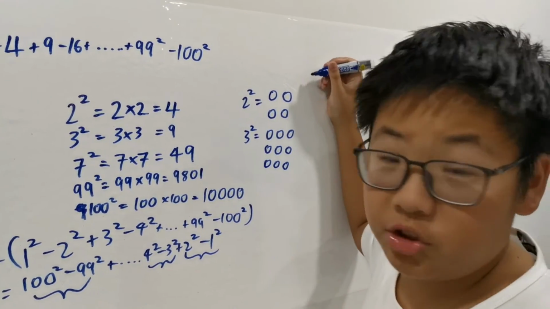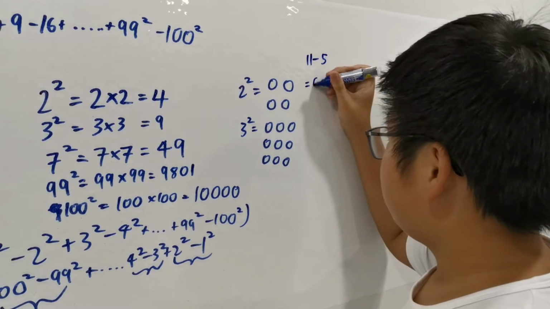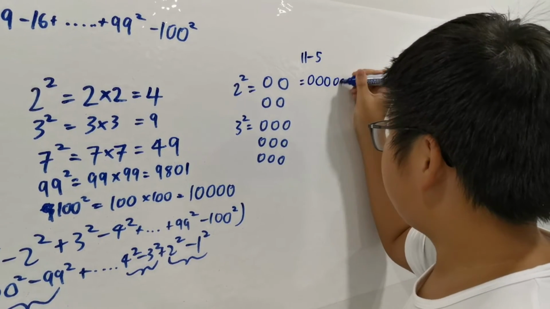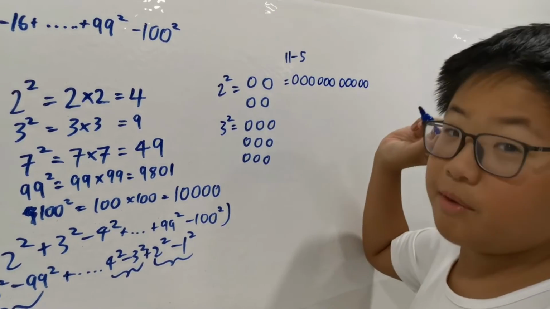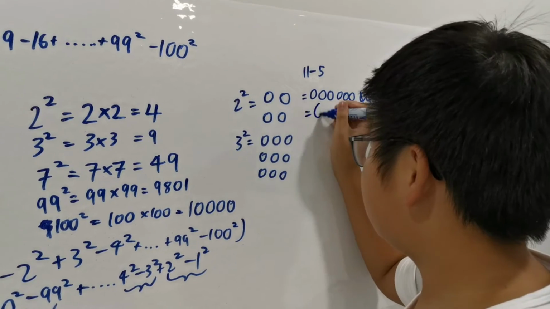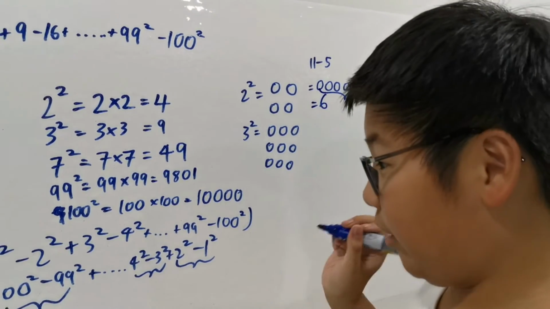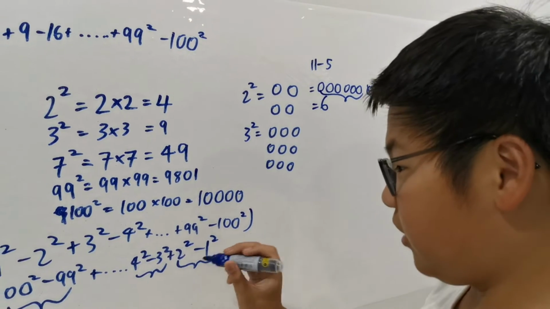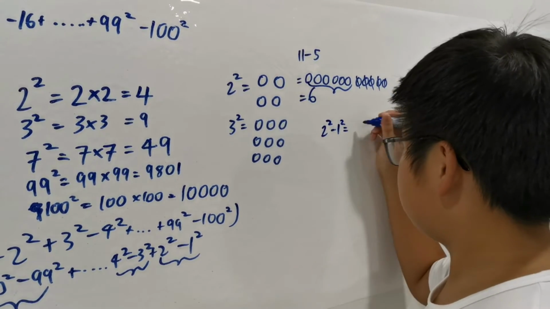For example, if you want to calculate 11 minus 5 in counters, you have 1, 2, 3, 4, 5, 6, 7, 8, 9, 10, 11. Take away 5 counters and you have 6 counters left. You know how to use the counters now? Let's solve this question. First, let's calculate 2 squared minus 1 squared in terms of counters.